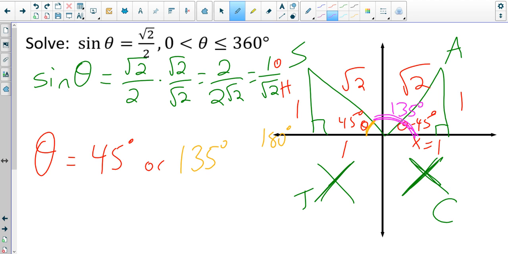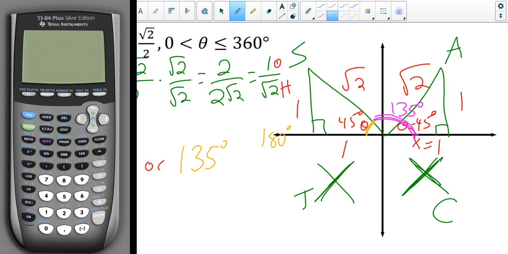So we can see that the sine of 45 degrees is equal to the square root of 2 over 2, and the sine of 135 degrees is the square root of 2 over 2. I can verify this in a variety of ways. If we look back to the unit circle that we did on lesson 2, we can see that at 45 degrees, the sine value, or the y value, was the square root of 2 over 2, and also at 135 degrees, the y value was the square root of 2 over 2.